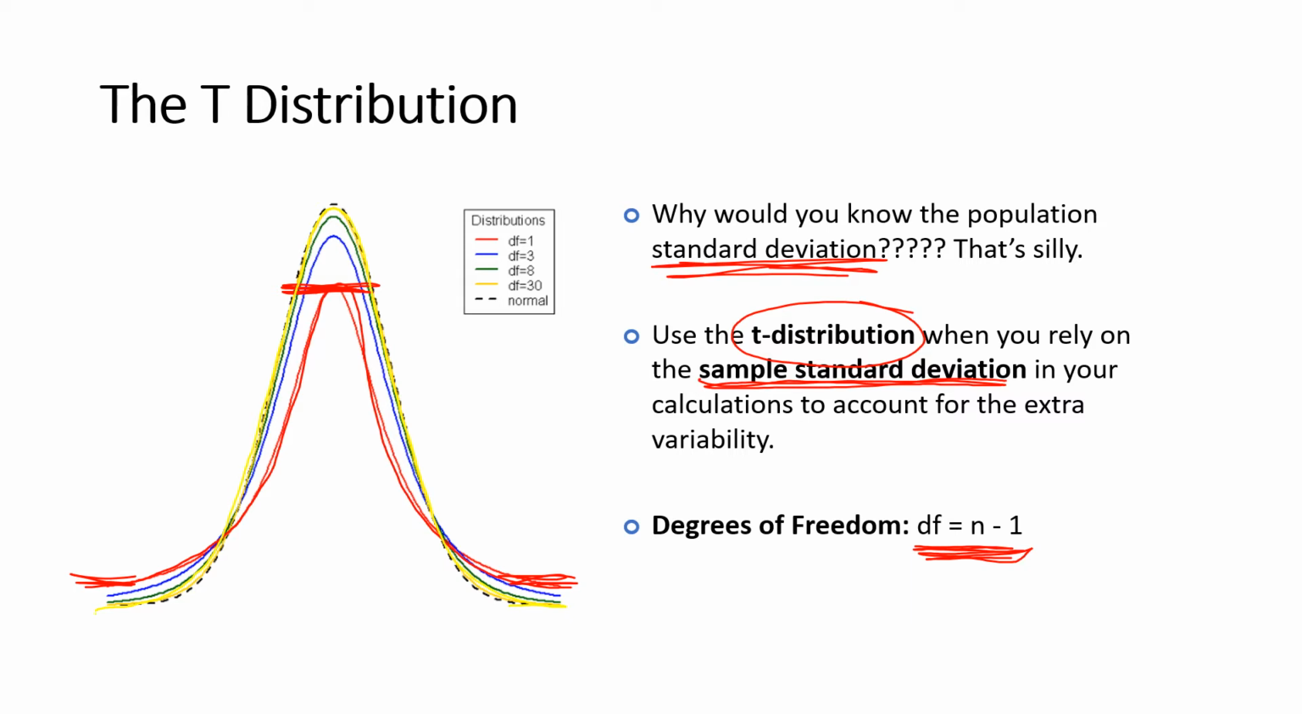In fact, you see that black dotted line there? When your degrees of freedom reaches 30, you're almost exactly the same as the normal distribution. Okay, so for all practical purposes, the t-distribution looks just like the normal distribution. It just accounts for extra variability when you're relying on a standard deviation from your sample versus the entire population.